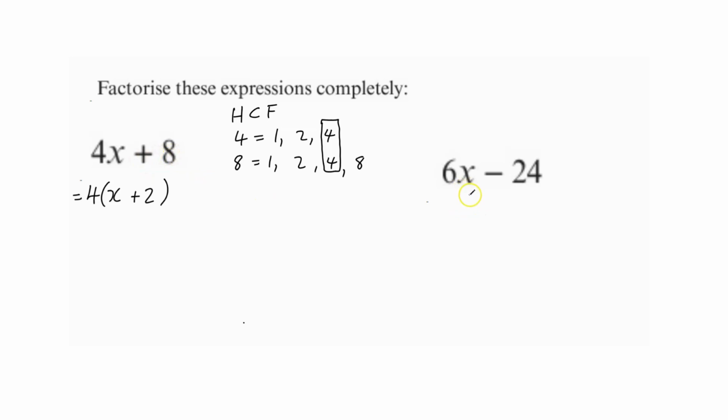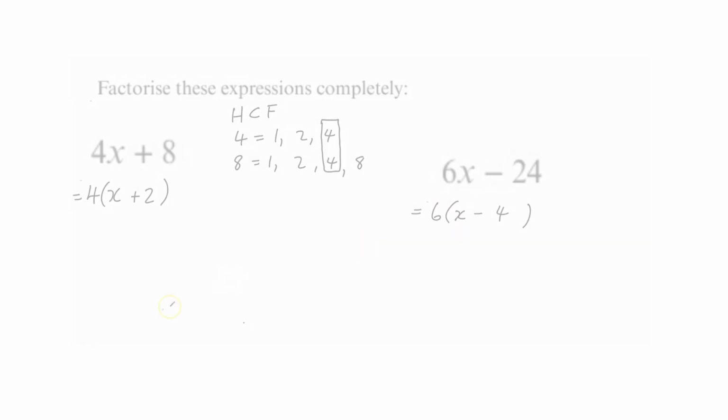Now, what's the highest common factor between 6 and 24? It's 6. Therefore, we would factor out 6. 6 would be outside the bracket. So 6 times x here would give us 6x, and 6 times minus 4 would give us minus 24. So that's factorized completely. Let us examine another type of question.